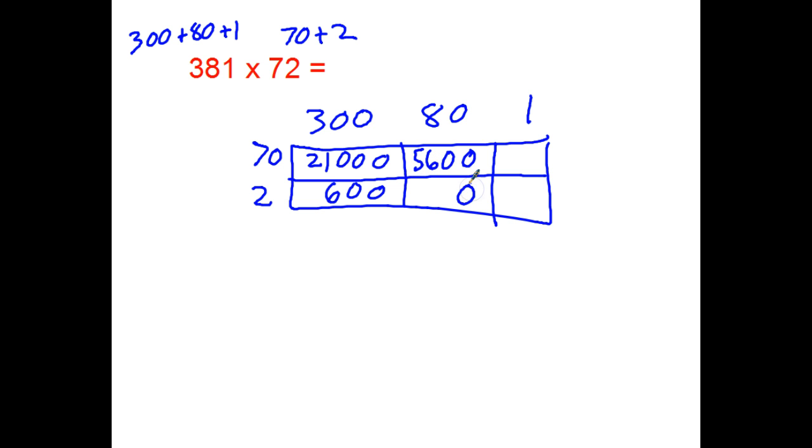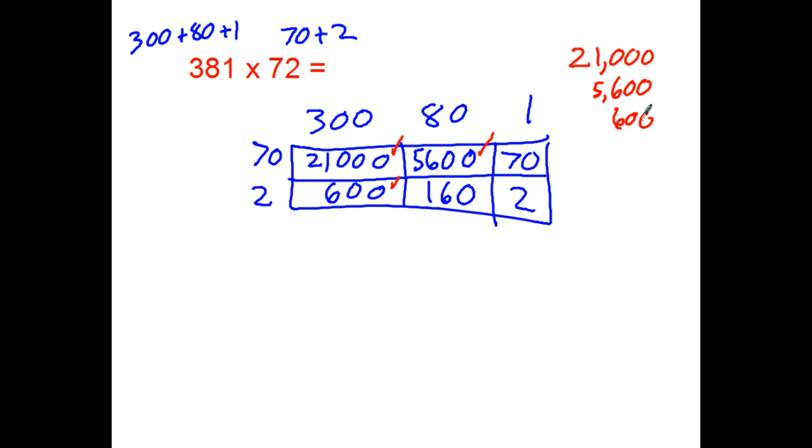2 times 80, 1 zero, 2 times 8 is 16, 1 times 70 is 70, 1 times 2 is 2. Alright, this time when I go to add them, I notice that 21,000 is the biggest. So I'm going to put him down first. The next biggest one looks like 5,600. Notice our strategy before isn't quite working on this one.